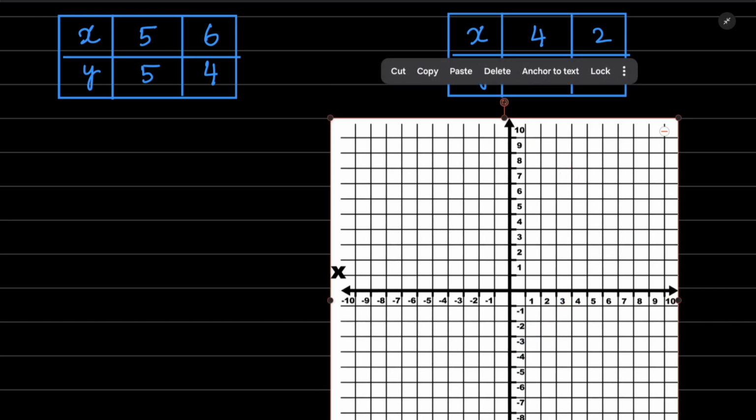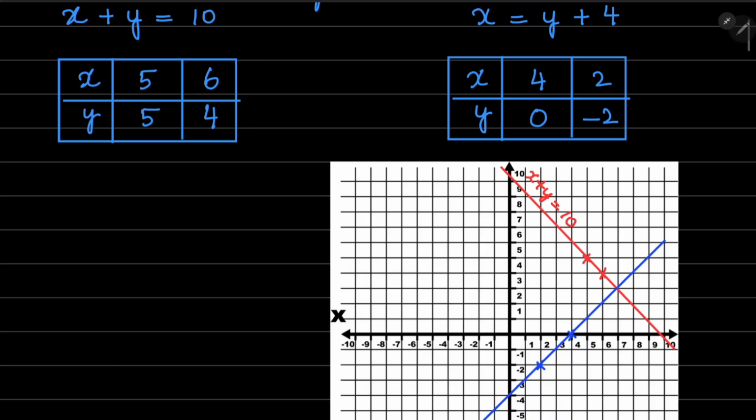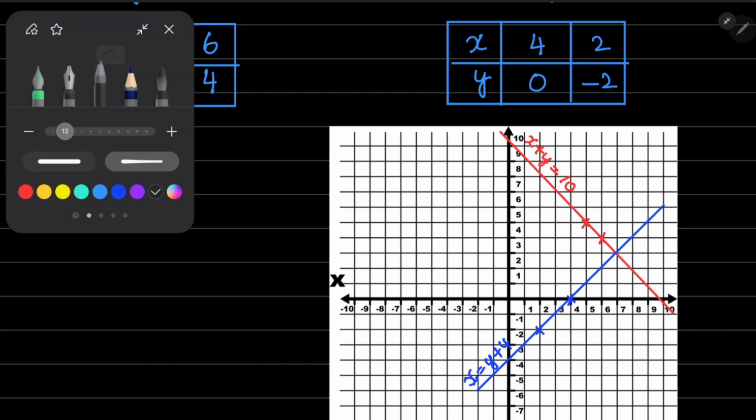Yeah, now it's correct. Okay, so let me write what that equation is. The second equation is nothing but x equal to y plus 4. So x is equal to y plus 4. This is the second equation. And where do these two lines intersect? That's your solution. Where do they intersect?